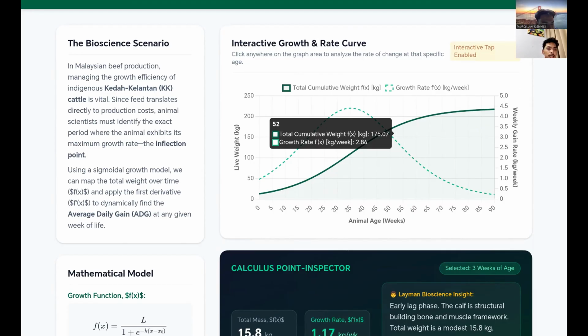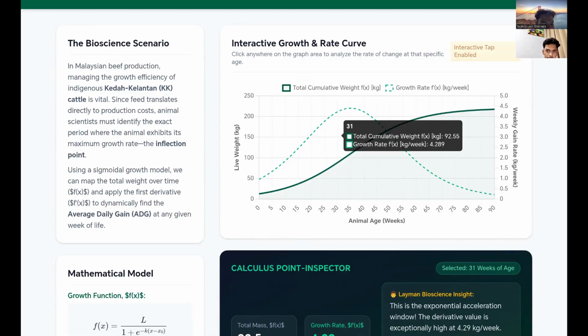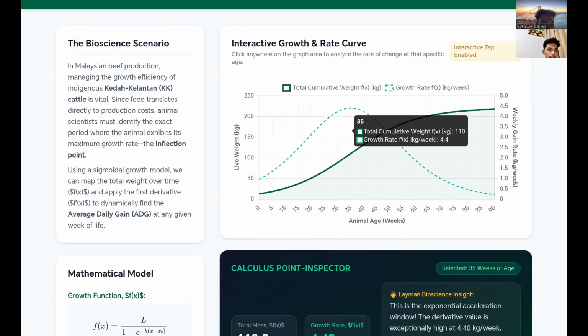First, page A, the growth graph, at week 35, with the total mass being 110 kilograms, which is precisely our ultimate material weight, and the growth rate, which is 4.40 kilograms per week.